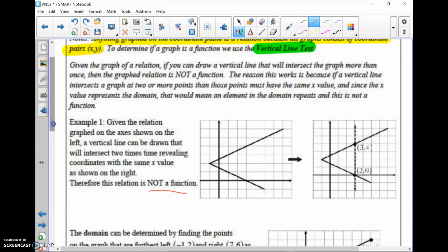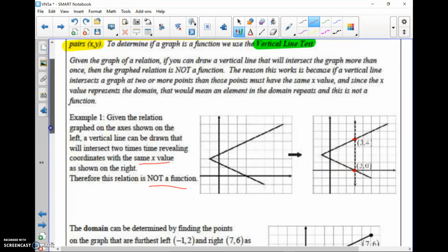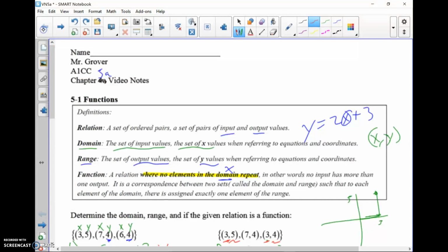If you could draw a vertical line that hits it in more than one spot, it's not a function. Because if you could draw a vertical line that hits it in more than one spot, that means those points have the same x value. See here, again, it's a little fuzzy, but this is the point 30 and the point 34. They have the same x value. So that's really the key to that piece right there.